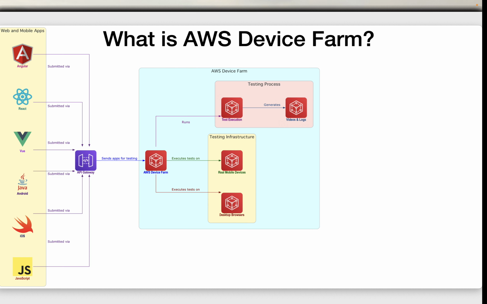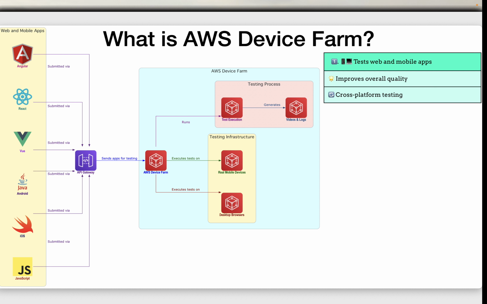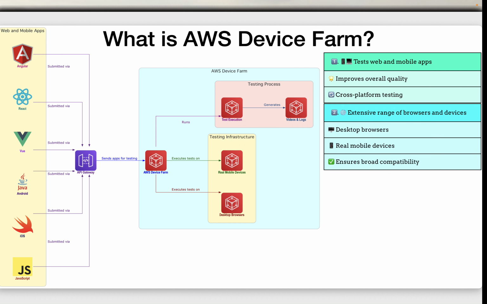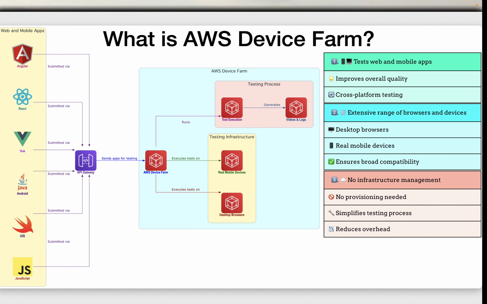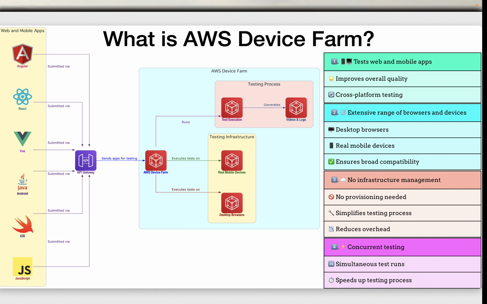So what is AWS Device Farm? AWS Device Farm allows testing of both web and mobile applications, improving their overall quality across platforms. The service provides access to a wide variety of desktop browsers and real mobile devices for comprehensive testing. Users don't need to provision or manage any testing infrastructure. AWS Device Farm enables running tests simultaneously on multiple browsers or devices.